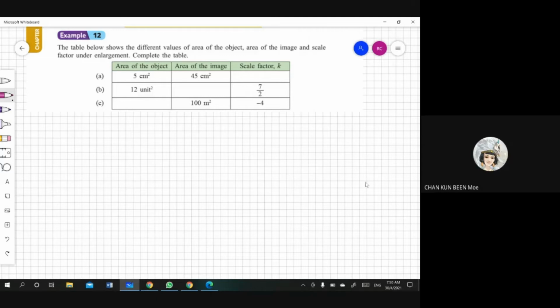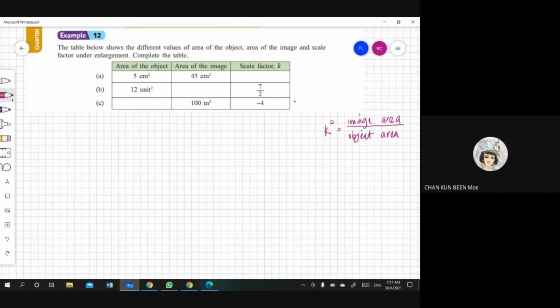So now if you look at A over here, we are given the area of the object, 5 centimeters squared, and the area of the image is 45 square centimeters. We were asked to find the scale factor. Easy, you already know, right? The scale factor is equal to k. But you have just learned that k squared is equal to the image area over what? Do you still remember? Over the object area. Very good, object area. So we are going to apply this to find the answer for k.